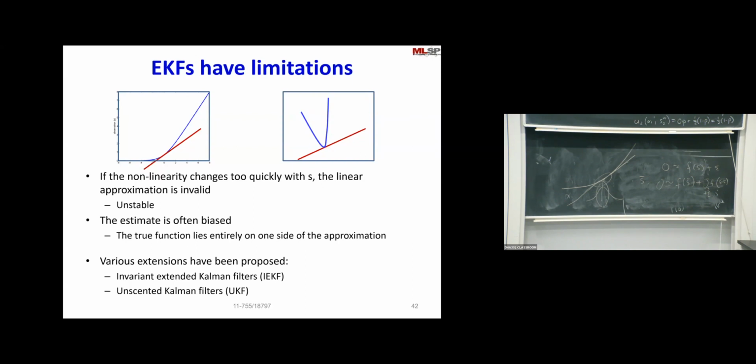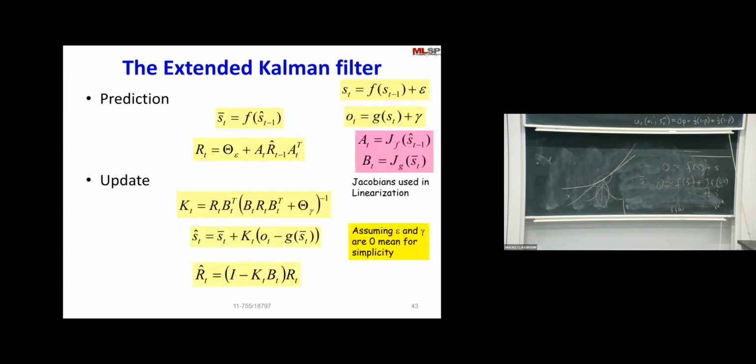So you have variants of this called the unscented Kalman filter, the IEKF, the invariant extended Kalman filter. But if you work through that, it might all get very, very simple. You just have to get the basic idea of Kalman filters into your head. Okay. So if you have no questions, this is the extended Kalman filter.